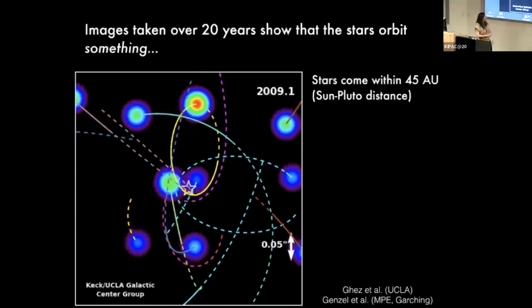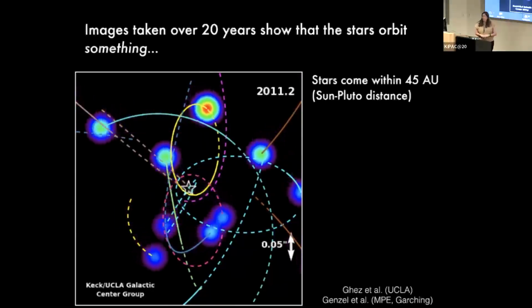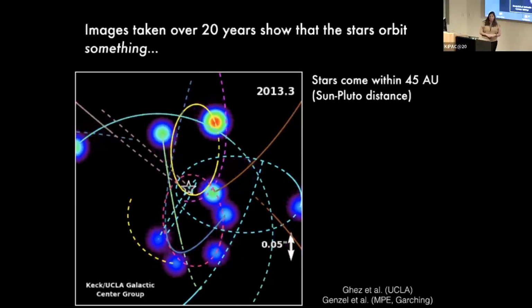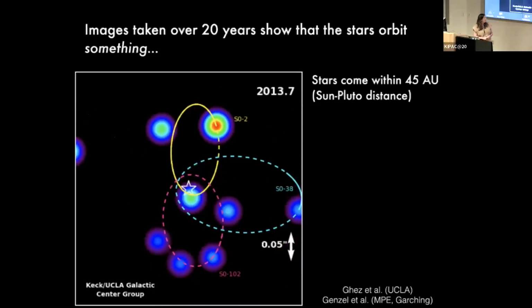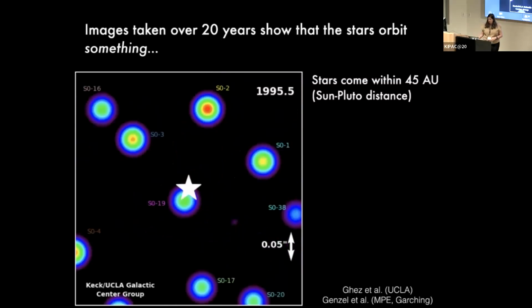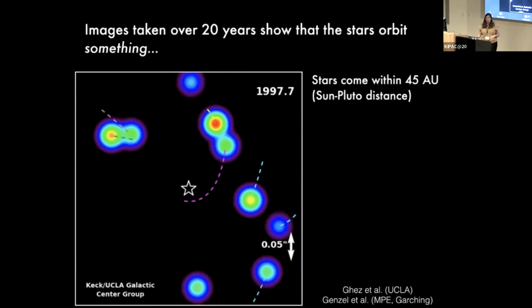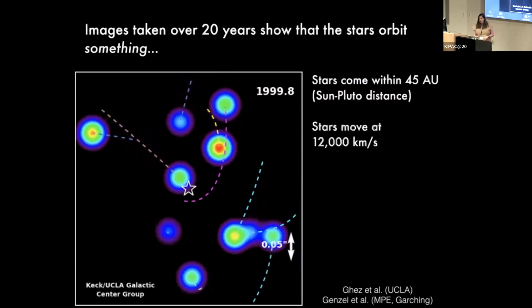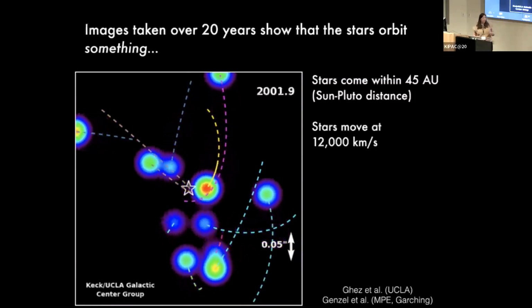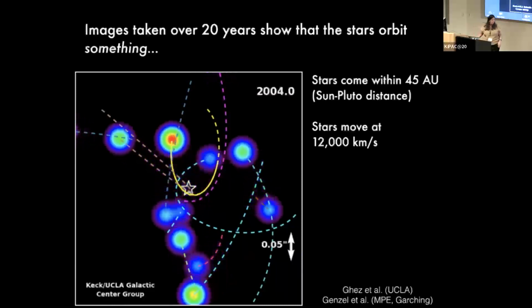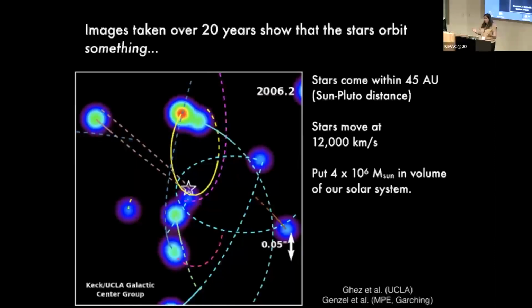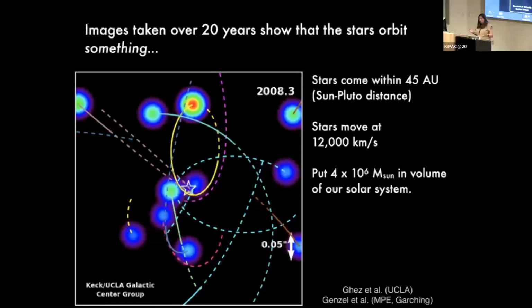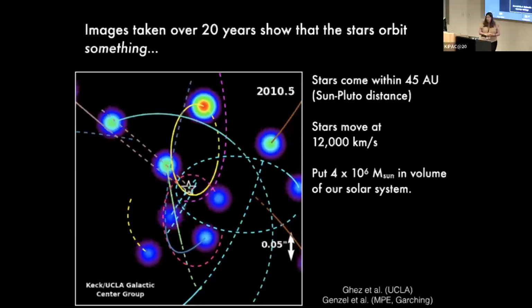It's getting long. So you can see they move around some objects that are orbiting something on fairly short periods, 15-year periods. And it's pretty easy to apply Kepler's laws. We often do this in our basic astronomy classes. The stars come within about 45 AU, that's a Sun-Pluto distance of something. When they do so, they're moving at about 12,000 kilometers per second. And that implies an enclosed mass of about 4 million times the mass of the sun.